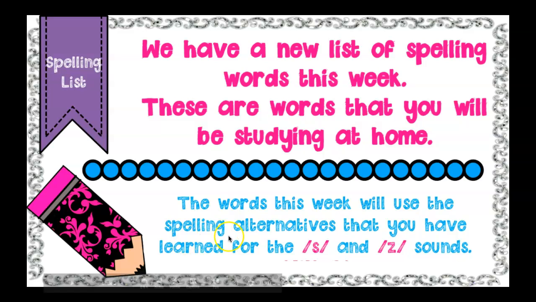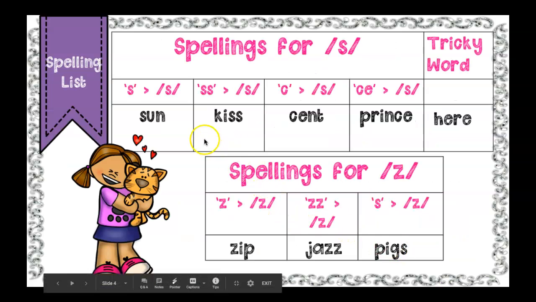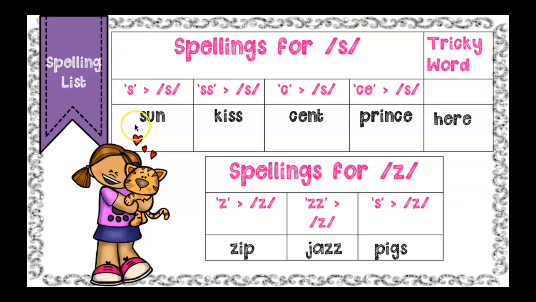This week, your spelling words are going to have those tricky spellings for the S sound and the Z sounds. Let's take a look. So we have one word with the S sound spelled with the letter S, and that word is sun. We have one word spelled with the double S that makes the S sound, kiss. We have the tricky S sound because it's spelled with the letter C. This word is scent. We have the S sound spelled with the letters CE in the word prince. And you have a tricky word here.